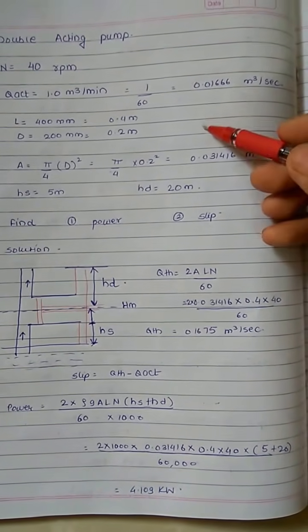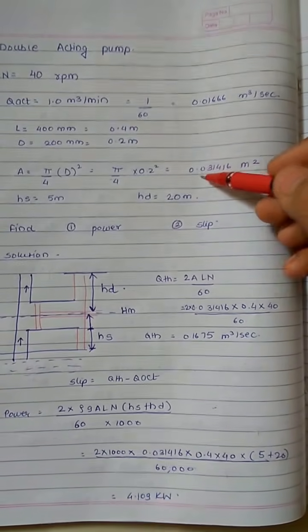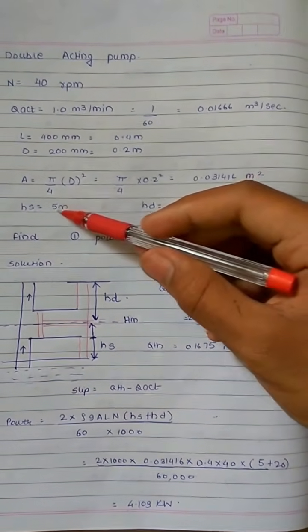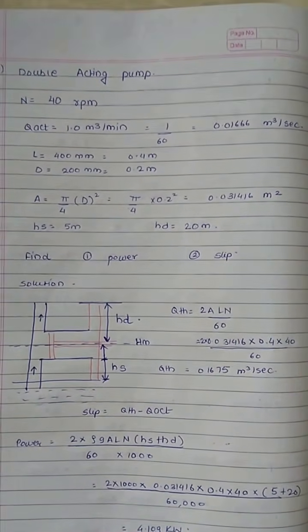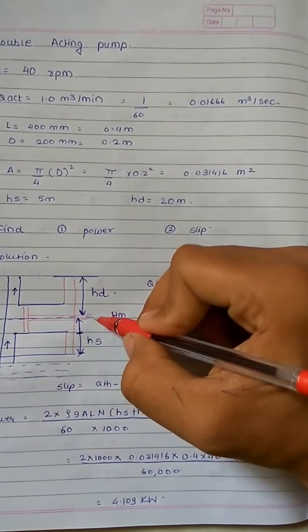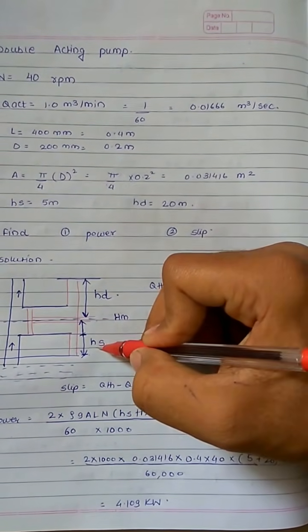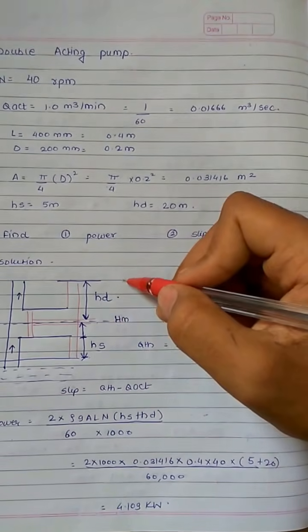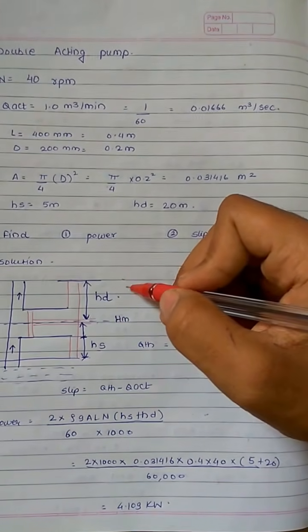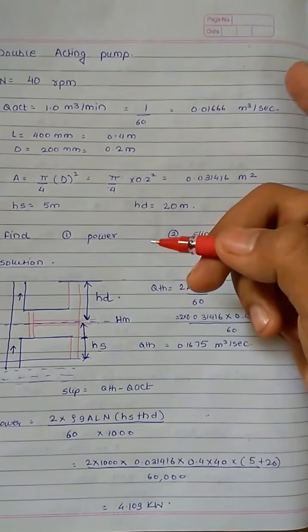The length is given, diameter of the cylinders is given. We can find out the area. We have been given suction head and discharge head, that is from this middle H atmospheric to the bottom of the sump we get HS, that is suction head. From H manometric to the highest level of discharge pipe we get discharge head.